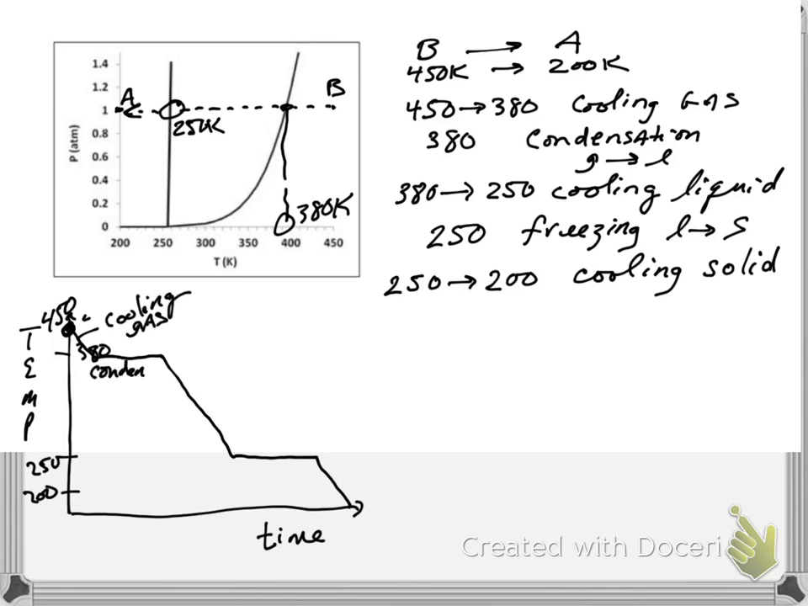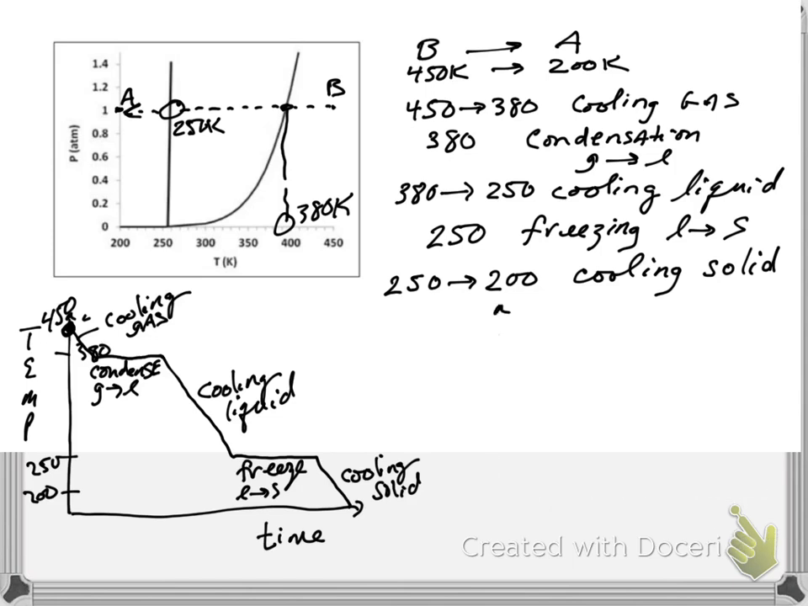So cooling the gas, condensing the gas to liquid at constant temperature, cooling the liquid with the temperature changing, freezing at the freezing point, which is constant, and then cooling the solid from 250 to 200. So those are the 5 steps, and that's how we would show it as temperature versus time.